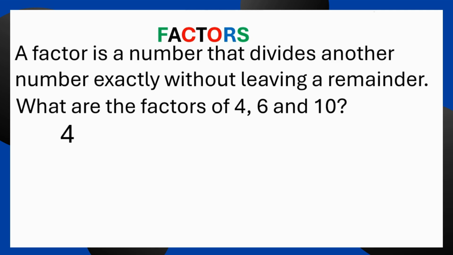All right, so after 1, we move on to 2. 4 divided by 2, the answer is 2. It doesn't leave a remainder, so 2 is a factor of 4. So you move on to 3. Is 3 a factor of 4? Can it divide 4 without leaving a remainder? The answer is no. 4 divided by 3 will give you 1, and a remainder of 1. And so 3 is not a factor of 4 because it leaves a remainder. What about 4? 4 divided by 4 gives you 1, and it leaves no remainder. And so 4 is a factor of 4.